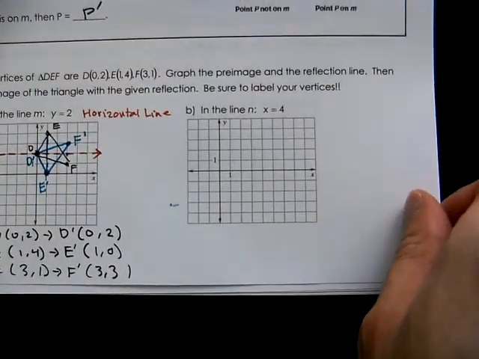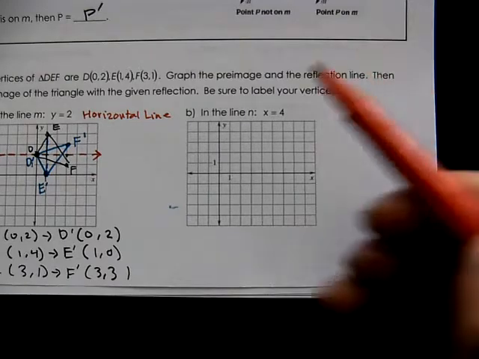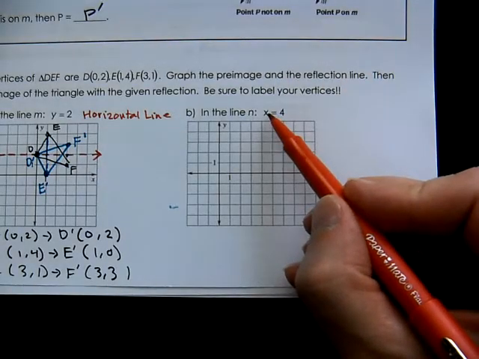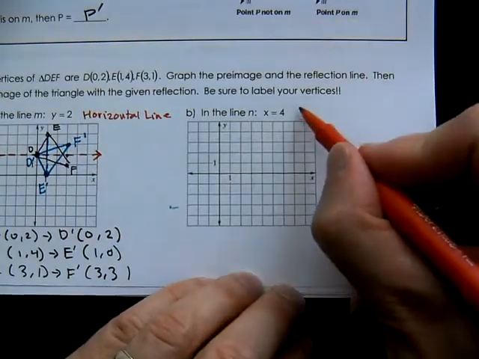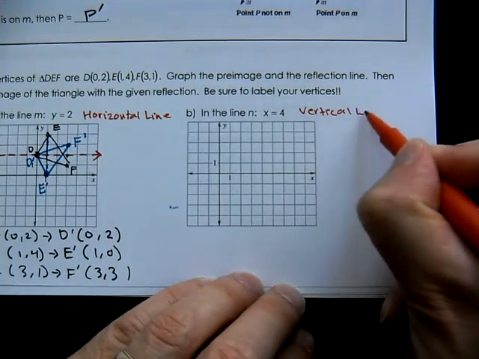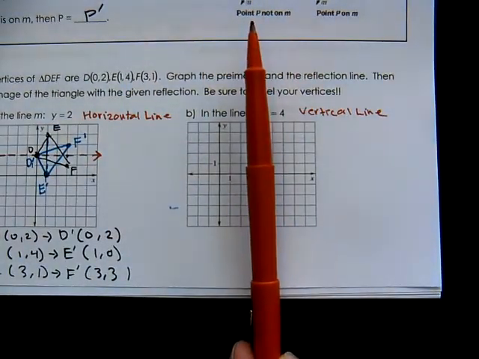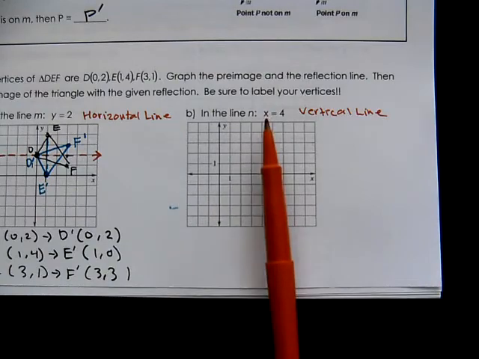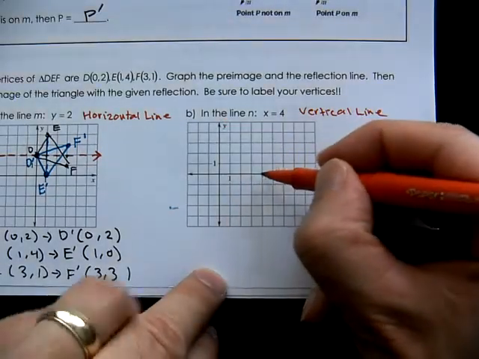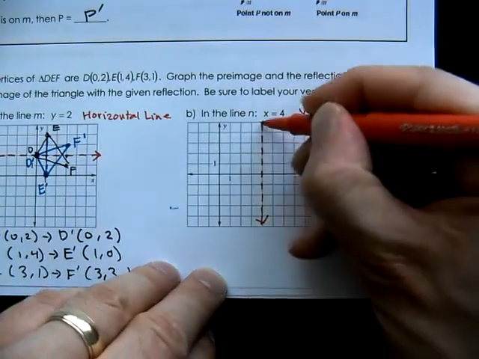Here in part B now, our line of reflection has only x. So when you think of your phrase, vertical has only x, a vertical line has only x. So this is a vertical line of reflection. That means it goes up and down. That means it has to pass through the x-axis at 4. So 1, 2, 3, 4. Here is our vertical line of reflection.